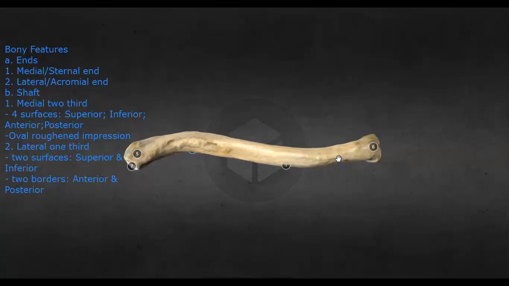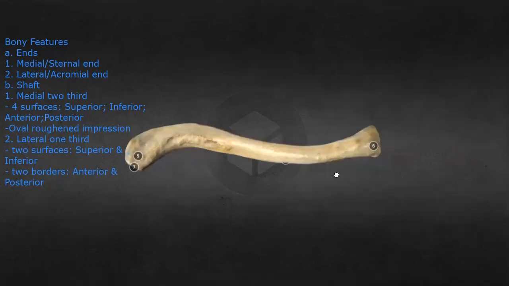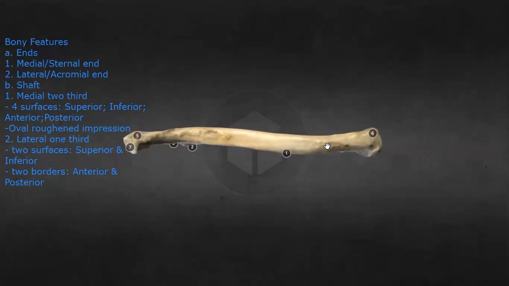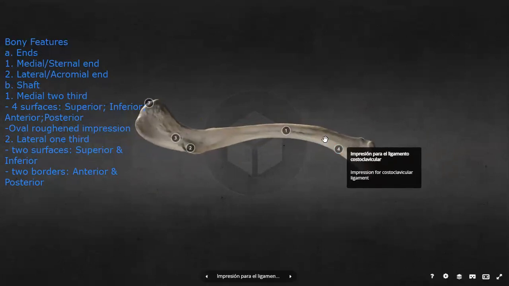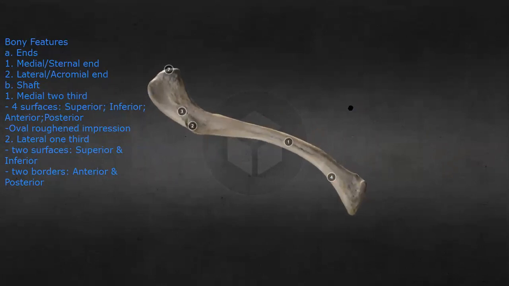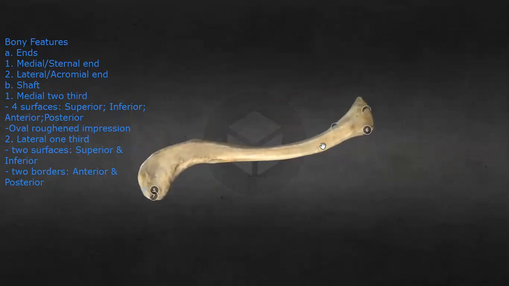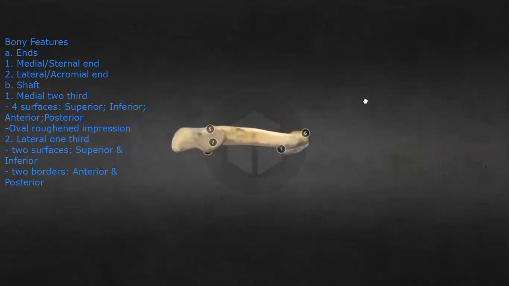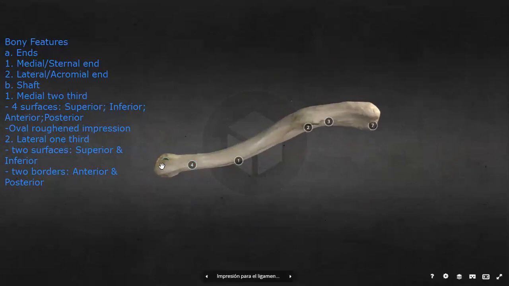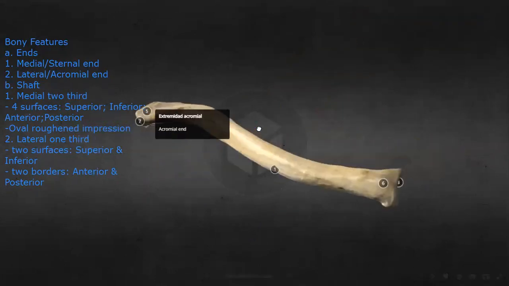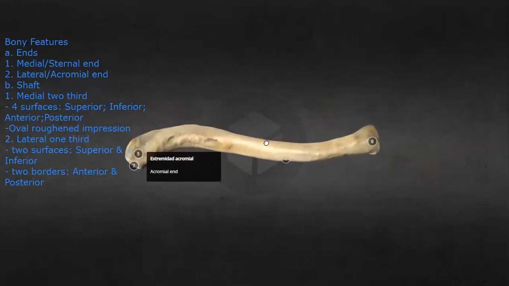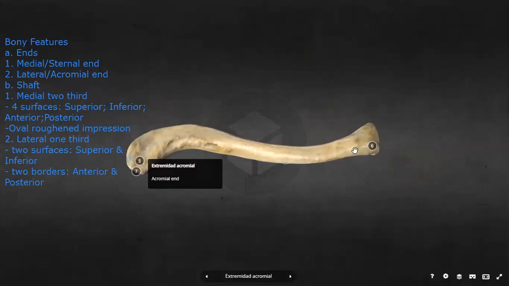Medial 2/3 has no borders, rather only four surfaces, which are named as a superior surface, an anterior surface, inferior surface, and a posterior surface. So this is the superior surface of the clavicle.